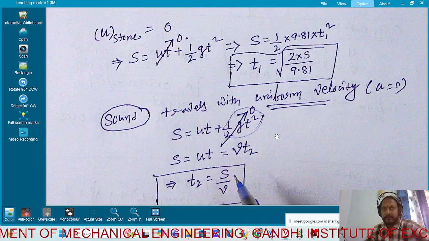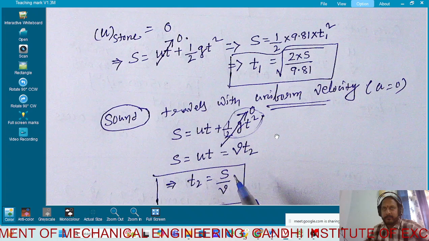So this equation of T1 and T2 we are going to use here. What is T1 plus T2? 6.5 seconds. So that is what you are substituting here: root over of 2s by 9.81 plus s by v is equal to 6.5. So root over of 2s by 9.81 plus s by 336, the velocity of the sound, is equal to 6.5.